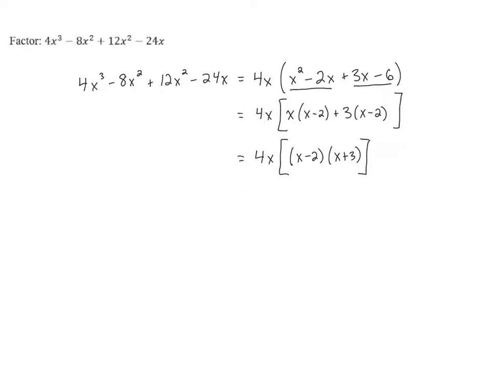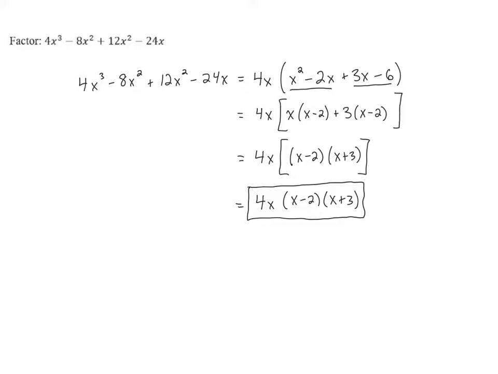Now notice that this 4x out front is getting multiplied by x minus 2 times x plus 3. All of this is multiplication, and so those brackets aren't actually necessary. If we write it as 4x times x minus 2 times x plus 3, it's equivalent to what we had before, and it's less work, so that's considered simplified.